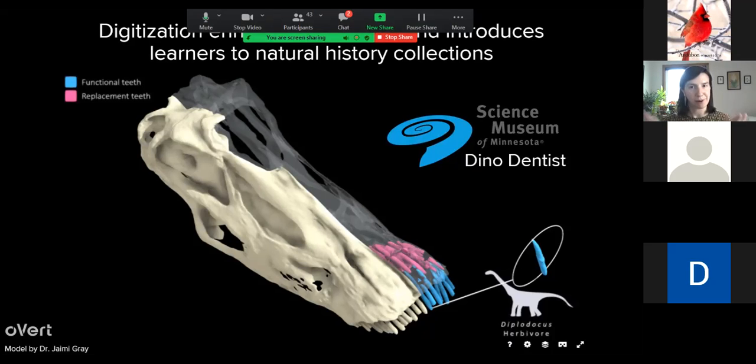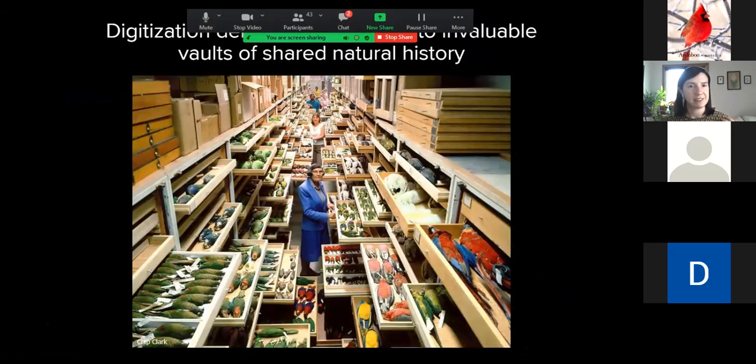Obviously there's no birds in this because birds don't have teeth, but it is a really fun asset, and I think was a really great example of actually using these digitized museum specimens to do some good. And, at its heart, digitizing museum specimens democratizes access to these irreplaceable records of shared natural history and gets it in the hands of anyone who wants to access it.